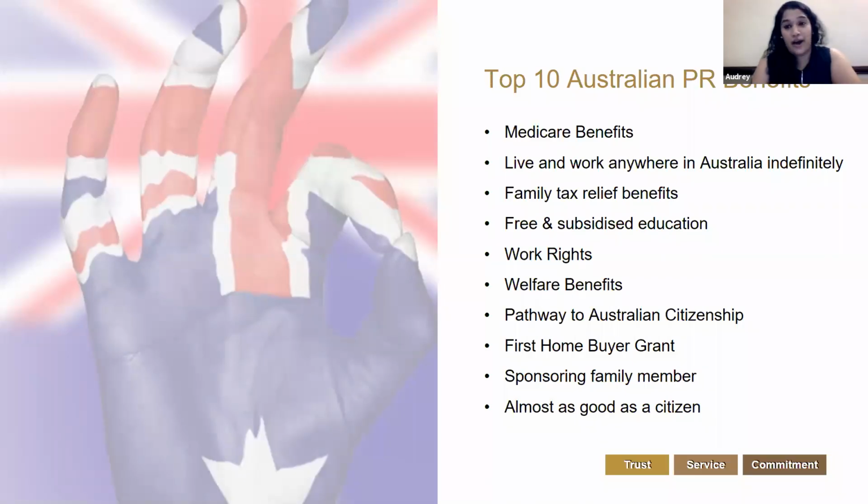So what are the other Australian benefits? Once you're an Australian PR, you'll get free medical benefits, basically in public hospitals, of course. You can live and work anywhere in Australia, in any state, once you're a PR. You also have family tax relief benefits for school-going children, for income earners below 100,000 per annum. The government gives tax relief benefits to parents.